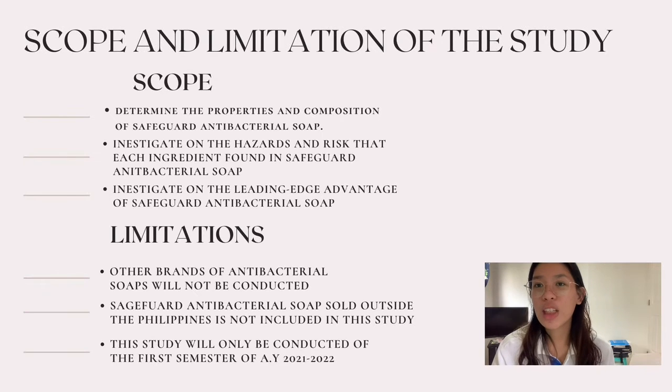The scope and limitation of our study focuses mainly on determining the properties and composition of Safeguard Antibacterial Soap. This study will also look into the possible hazards, risks, or threats that each ingredient brings towards life and the environment. This study will also look into the leading-edge advantage of Safeguard's antibacterial soap from other brands of antibacterial soap.